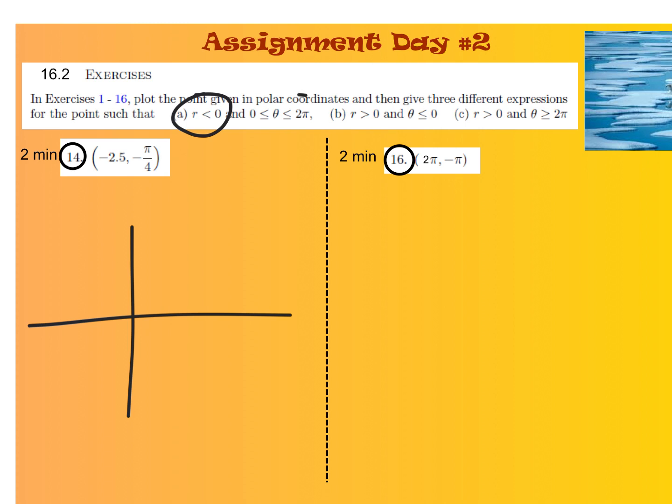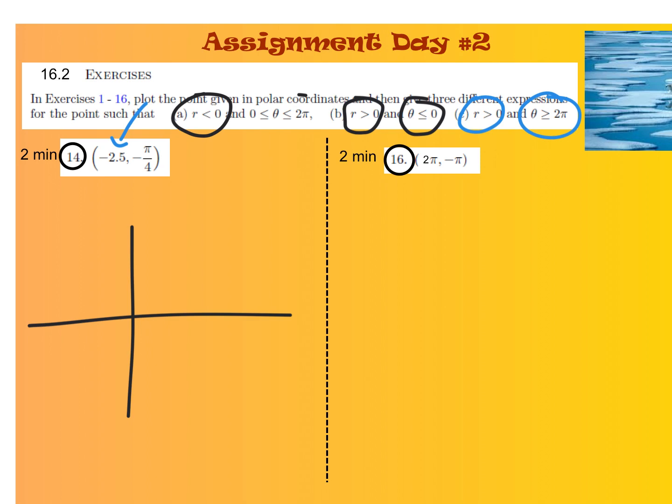And one where r is positive, but the angle's negative. And then one where r is positive, that's the easy kind, and, well, not that easy, I guess, considering you're starting with a negative r. And this one says they want the angle to be bigger than 2 pi. So whatever it was, just add 2 pi to it.